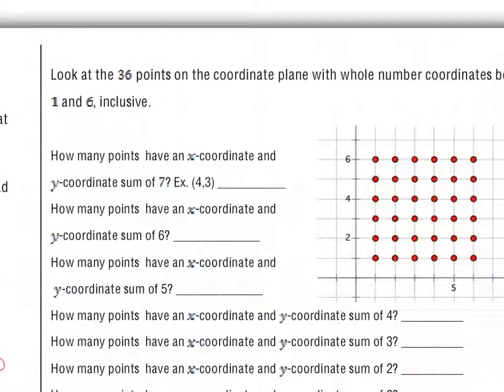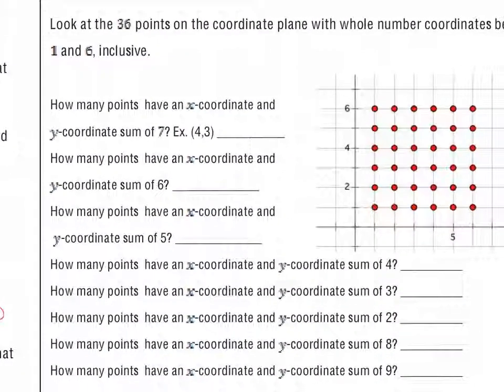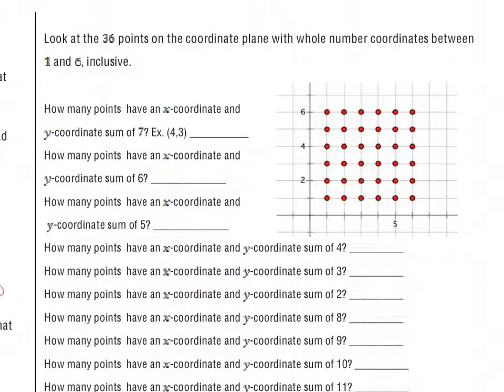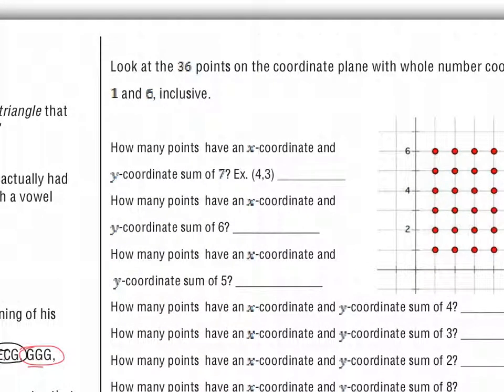And finally, last problem, it says look at the 36 points on the coordinate plane, with the whole number coordinates between 1 and 6 inclusive, so we've got it all drawn out over here on the left. It says how many points have x and y coordinates that sum to 7? So for example, the point 4, 3, the x and y coordinate would add up to 7.